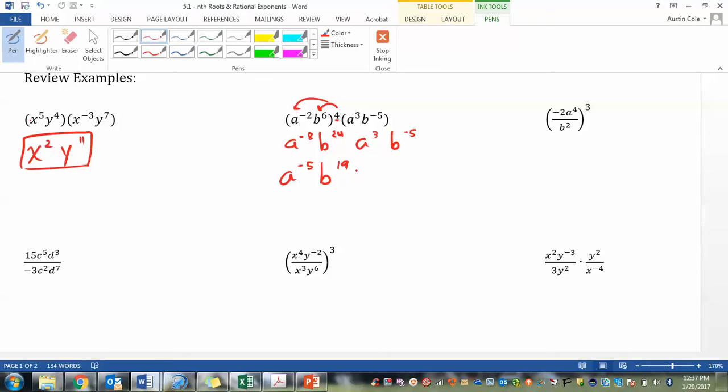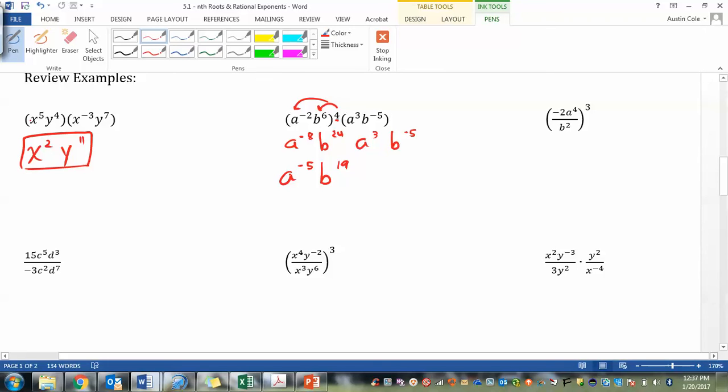Okay, flip it. Now here's the deal. I'm not going to move the whole thing because b to the 19th, there's nothing wrong with b to the 19th. It's just a to the negative 5th. So I refer to this as kind of like cutting things out, editing it and pasting it in.